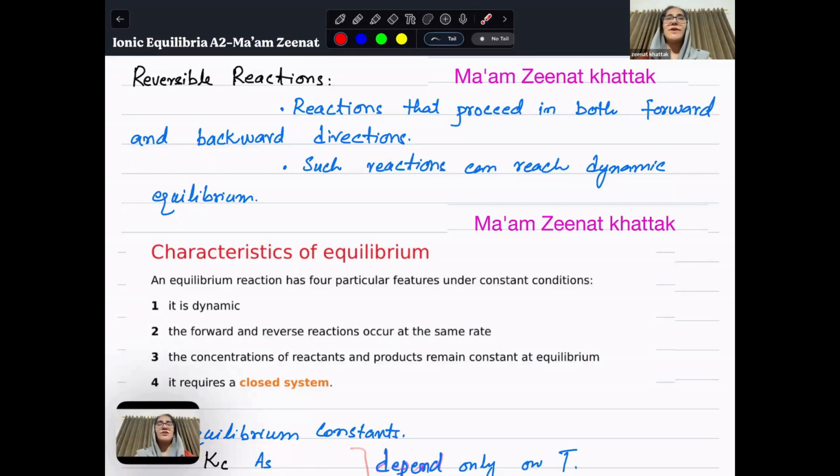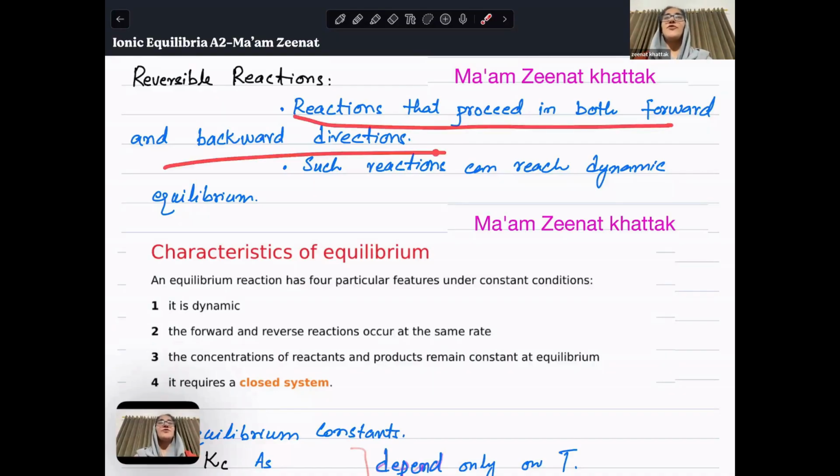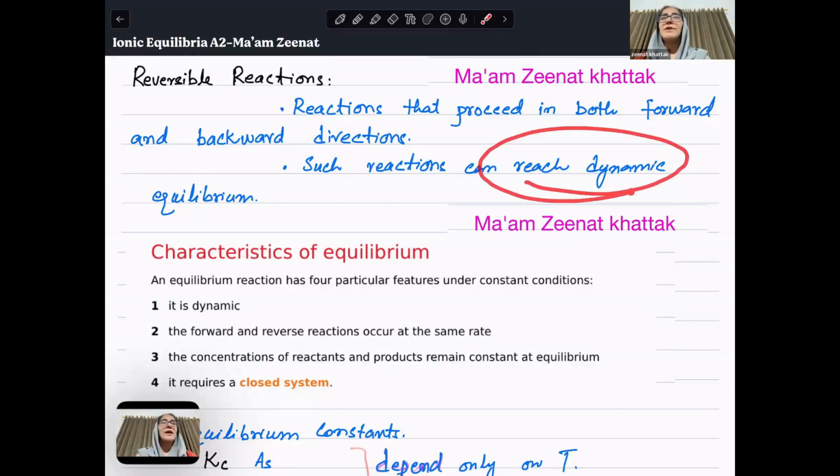This is the first lecture of Ionic Equilibria, and equilibrium is a property of reversible reactions. A reversible reaction can proceed in both forward and backward directions. Such reactions reach dynamic equilibrium. This is the continuation of AS.